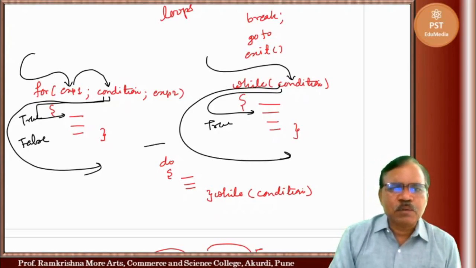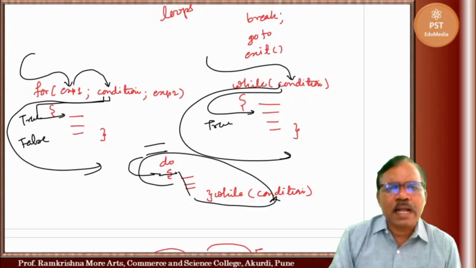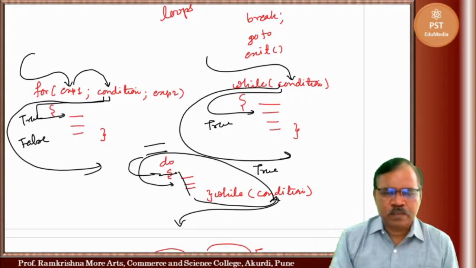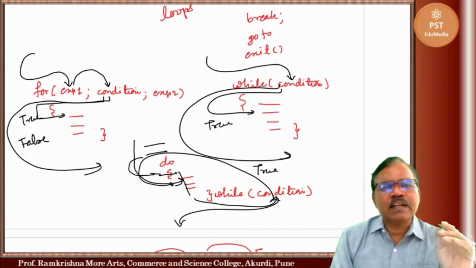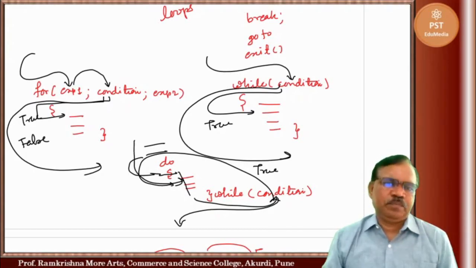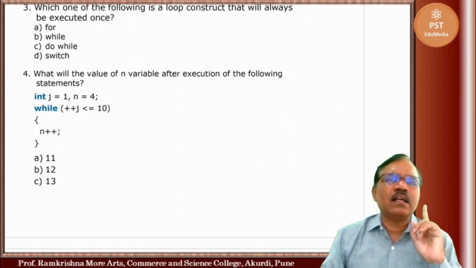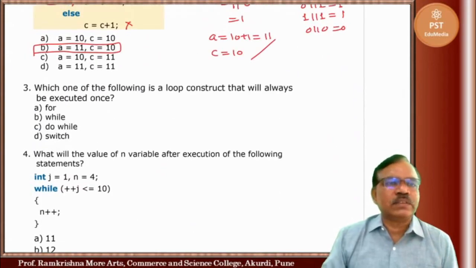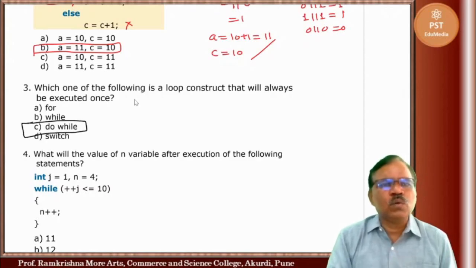But what happens? Suppose these are initial statements, then it enters here. These statements are executed, and then condition is checked. If condition is true, it will go back again. But if condition is false, it will go forward. It will not go into the loop. But if initially condition is false, it will enter loop at least once. So in do while loop, loop statements are executed at least once. So here it is do while loop.